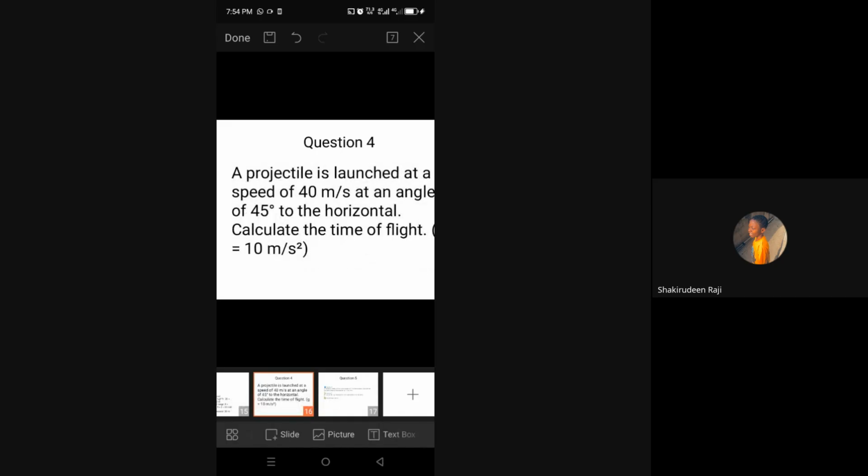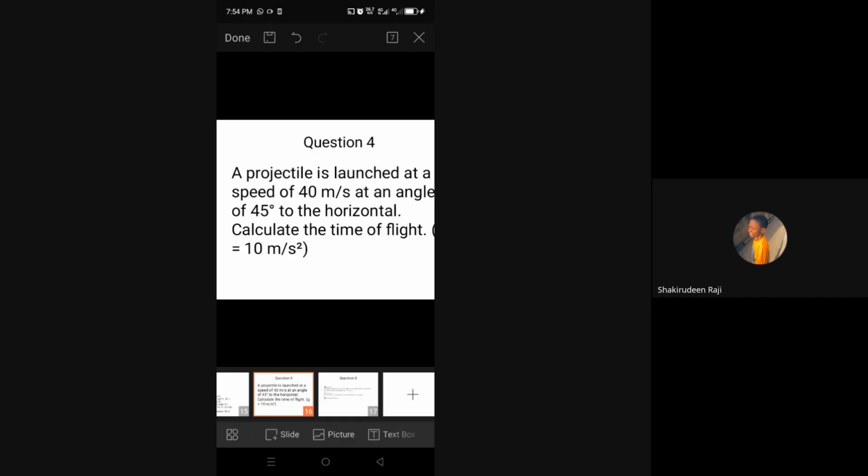A projectile is launched at a speed of 40 meters per second at an angle. You can see in this one now, you are given an angle, so it will be easier for you to solve. You just go and pick the formula for time of flight and then use it to solve.